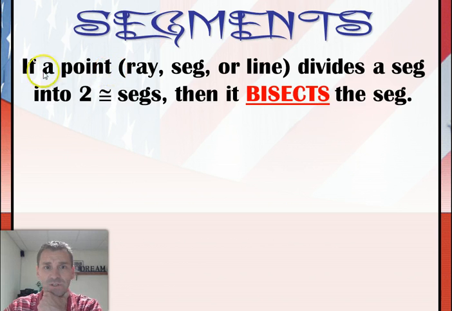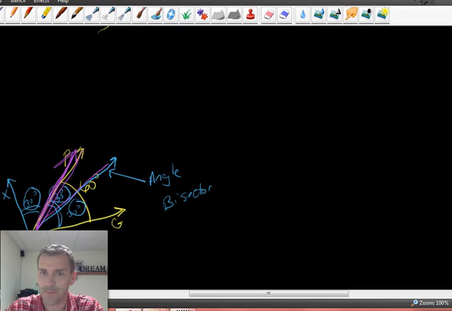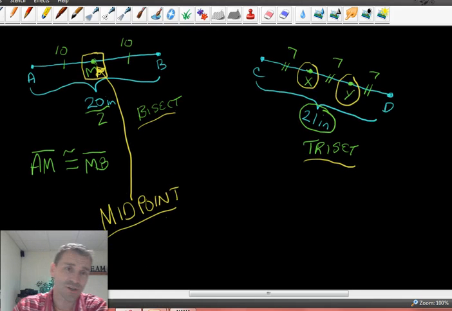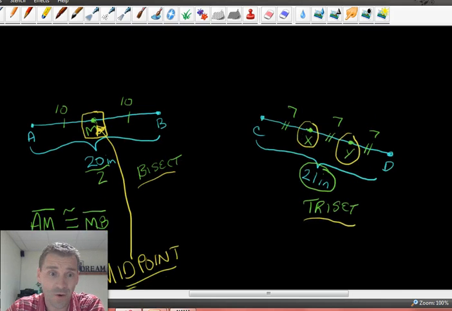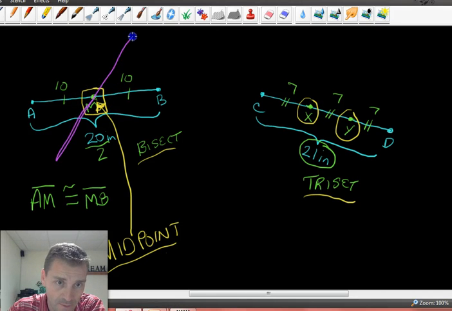Now, let me explain what this says. It says if a point, aka the midpoint, divides a segment, but it says you can have a ray, a segment, or a line. Let me cut to that so you can see what I'm talking about. So what that's telling you is I can actually have a line or a segment that's doing this bisecting. For example, I could have a line that goes up through there like that. Well, that line is taking this segment AB and cutting it exactly in two pieces. Well, that line is bisecting the segment.